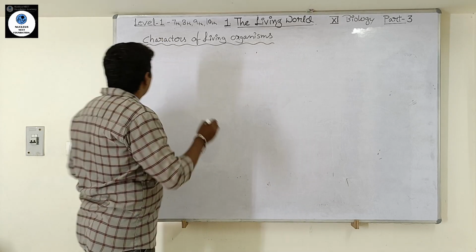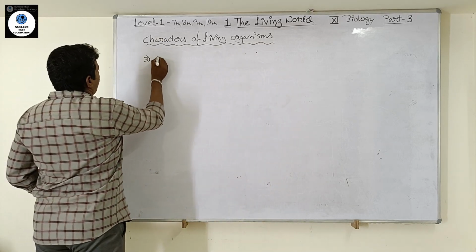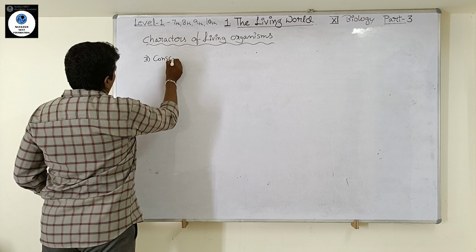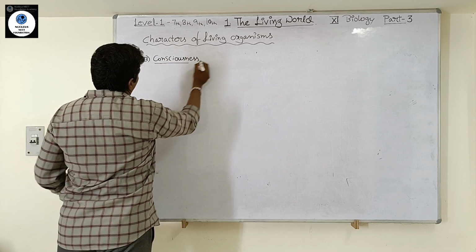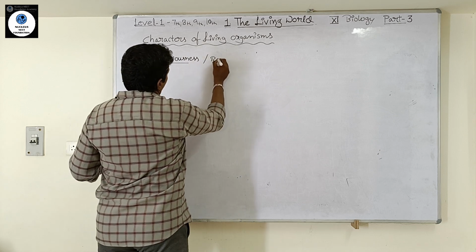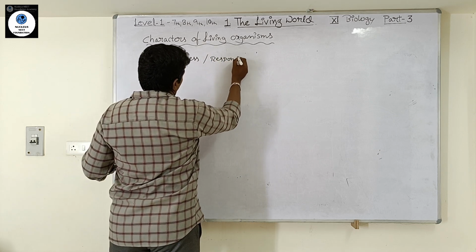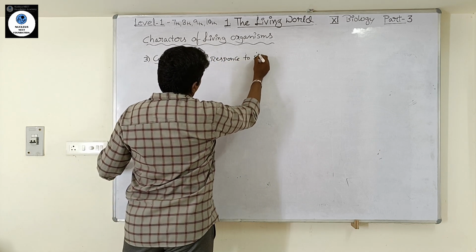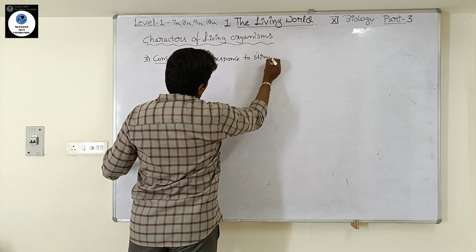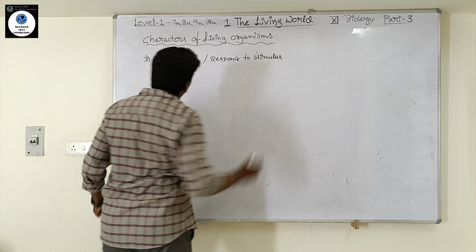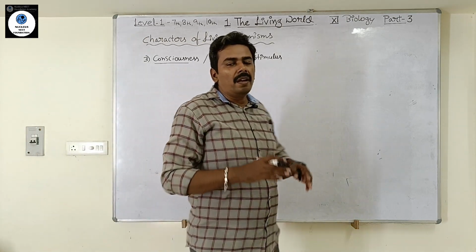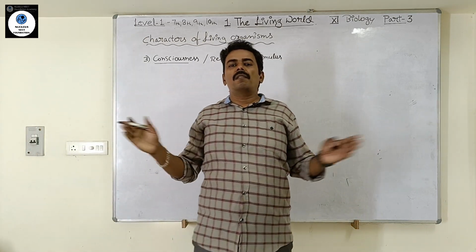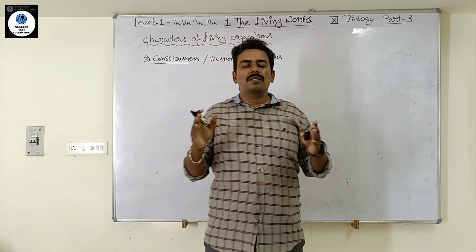Students, now we are going to discuss the third important character of living organisms, consciousness. It is also called response to stimulus. So what is consciousness? Being aware of the external environment or external surroundings is called consciousness.